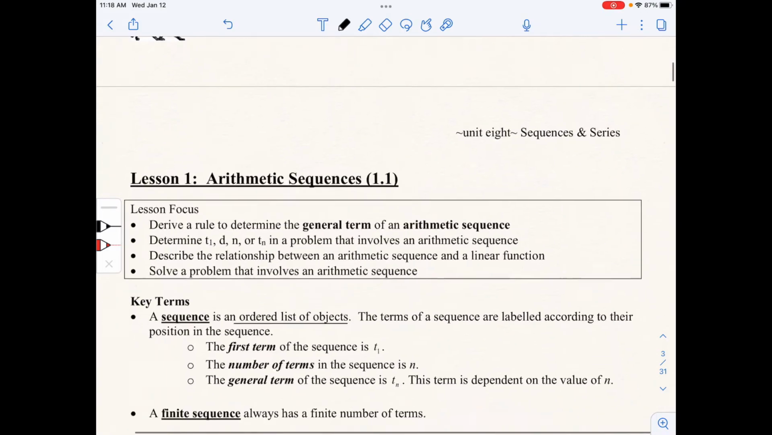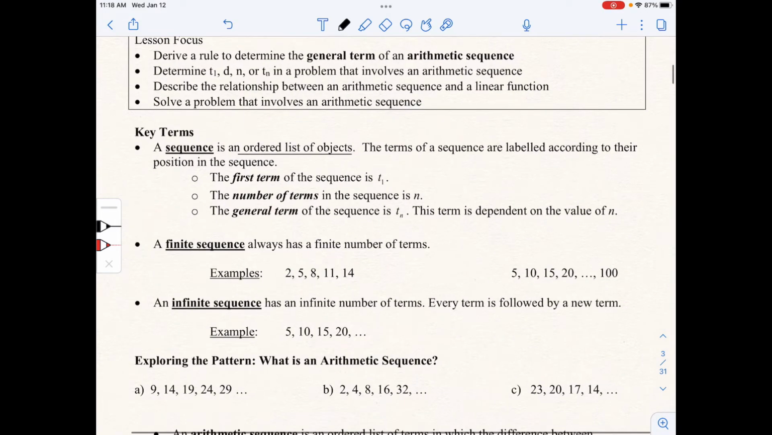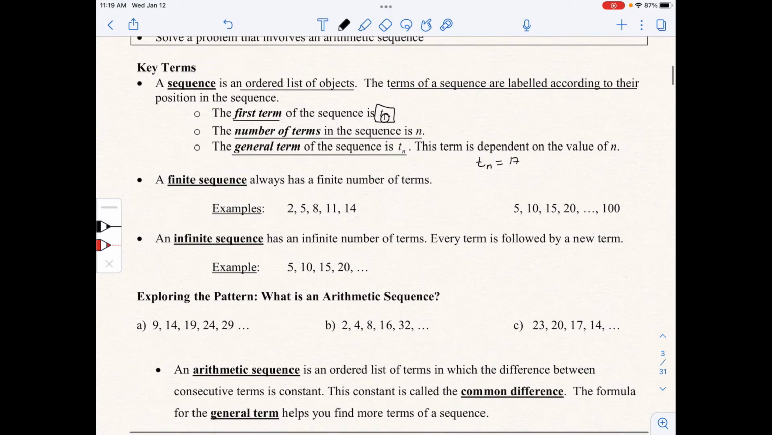So we've been looking up here at arithmetic sequences. The terms of a sequence are labeled according to their position in the sequence. So the first term we would call T1, and we use that little subscript down there below. That means we're in the first term. The number of terms in the sequence is n, and the general term would be Tn. That might be where we don't know a specific term. We could say, for example, Tn is 17, and we don't know which term number that is, but it could be a number in a sequence.